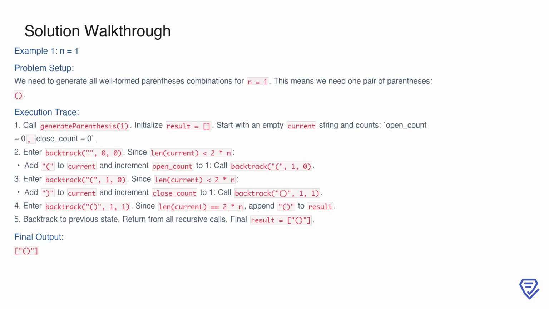At the first step, we add an open parenthesis, incrementing open_count to 1, and proceed by calling the backtracking function again with the updated state. In the next step, since the current string is still shorter than 2*n, we add a closing parenthesis.